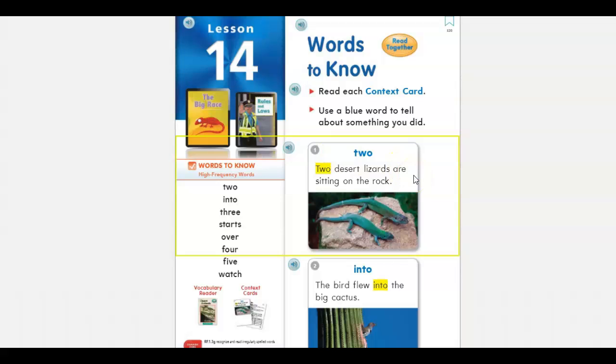Two desert lizards are sitting on the rock. Two. Next we have the word into. The bird flew into the big cactus. Into.